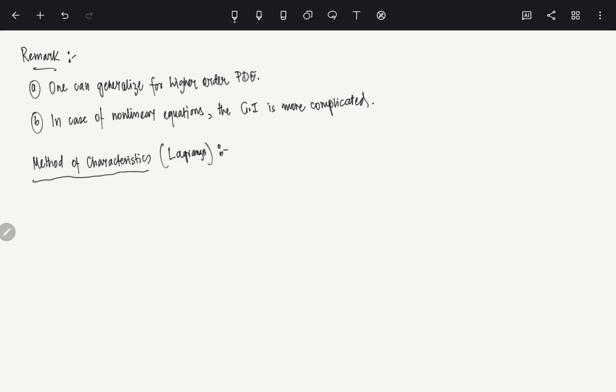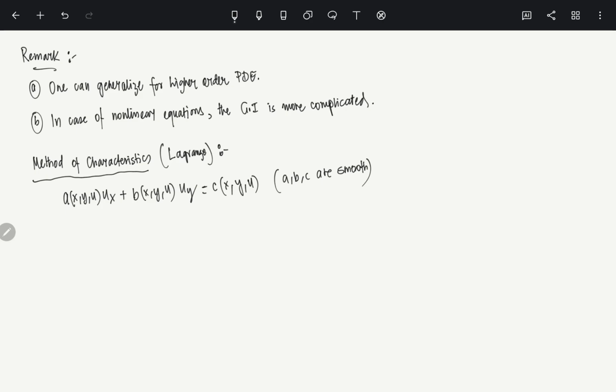Right, so let's say we have this equation 1. What is equation 1? Let me write it again: u_x plus b of x, y, u times u_y. Please understand that we are assuming here that A, B, C are smooth. Smooth means C1.